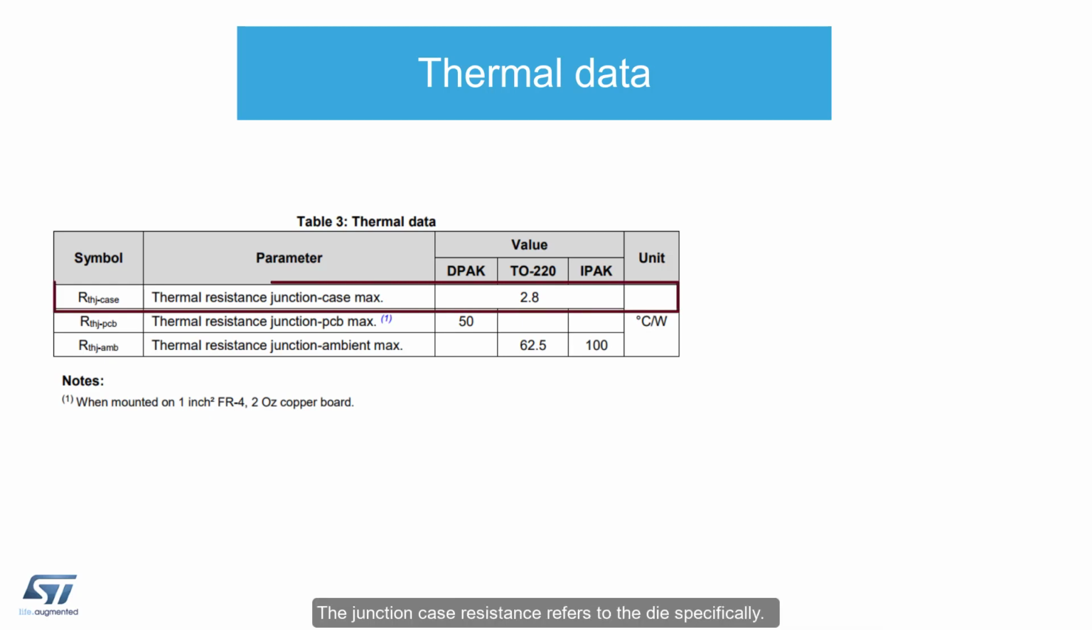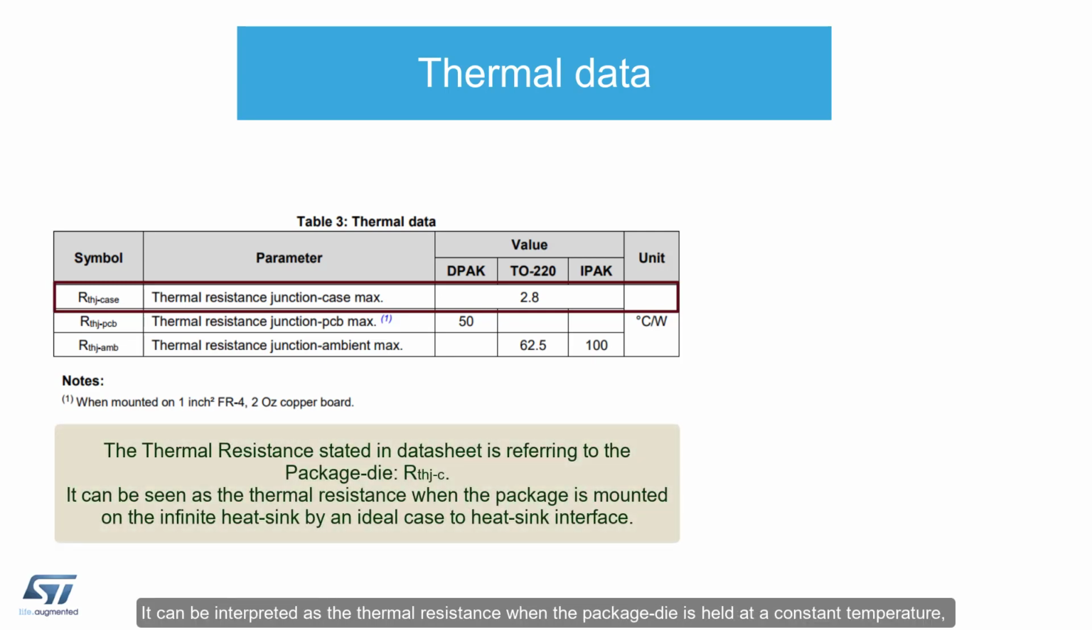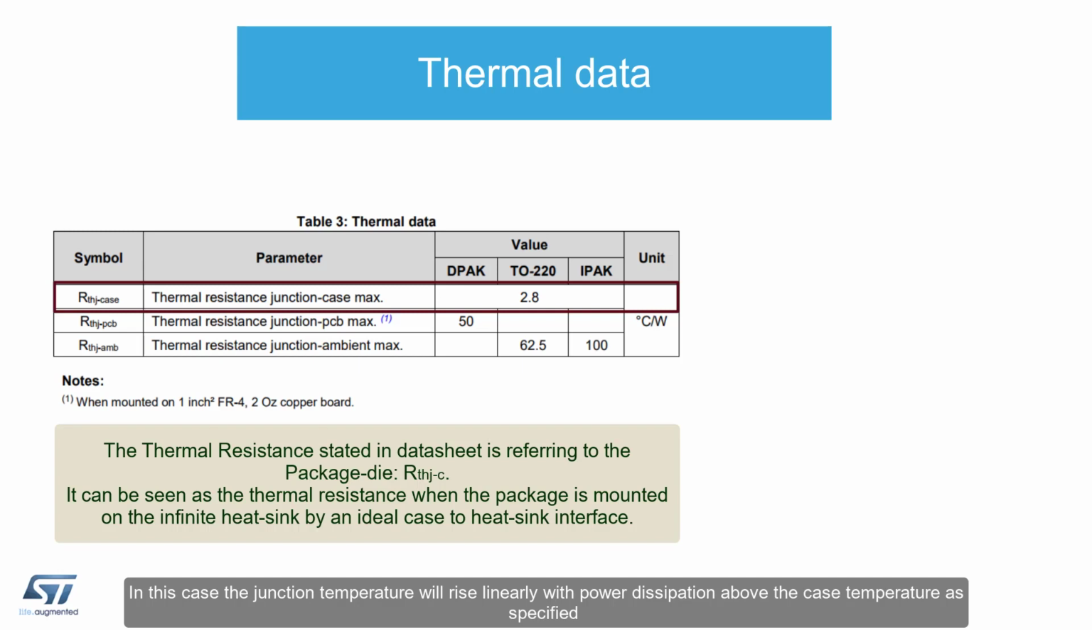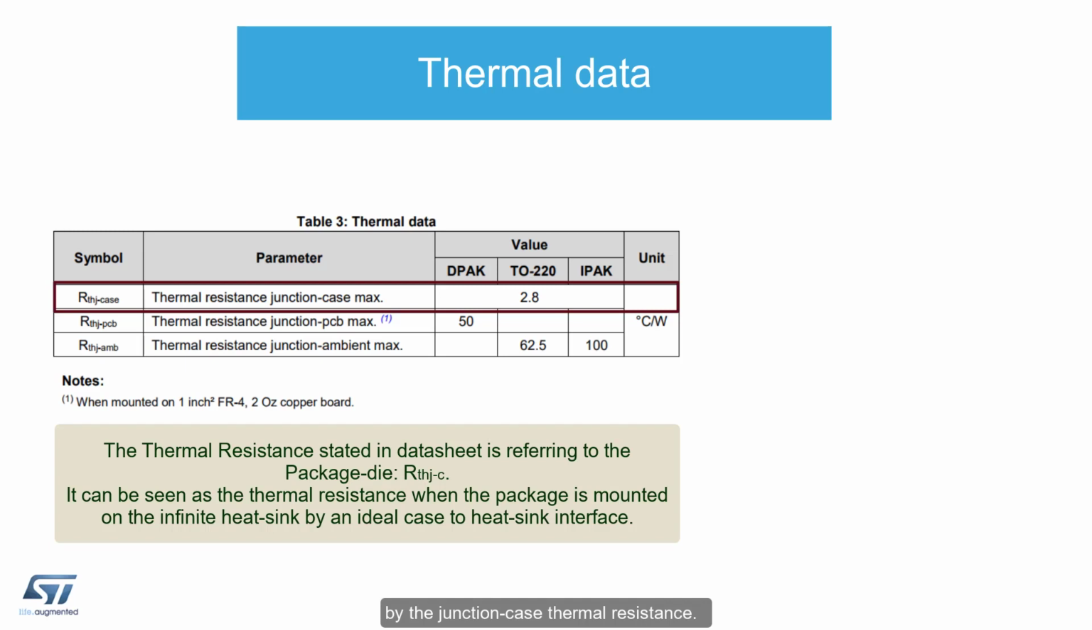The junction to case resistance refers to the die specifically. It can be interpreted as the thermal resistance when the package is held at a constant temperature or mounted to an infinite heatsink. In this case, the junction temperature will rise linearly with power dissipation above the case temperature, as specified by the junction to case thermal resistance. It is typically lower as the silicon die increases in size.